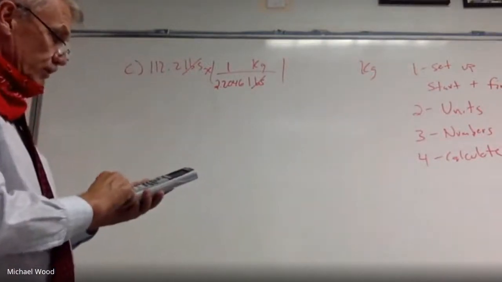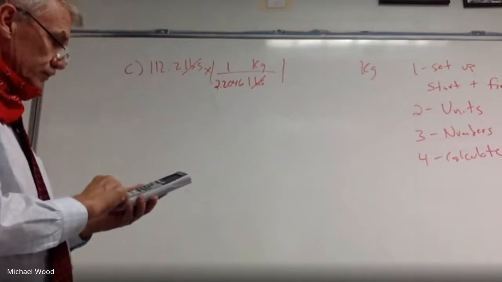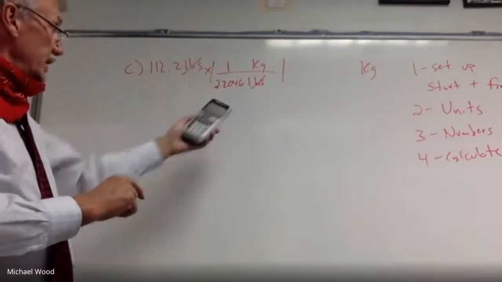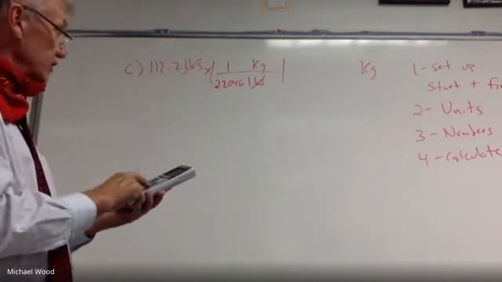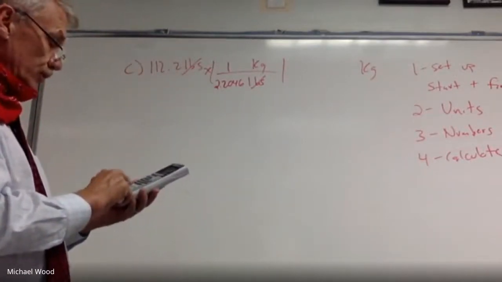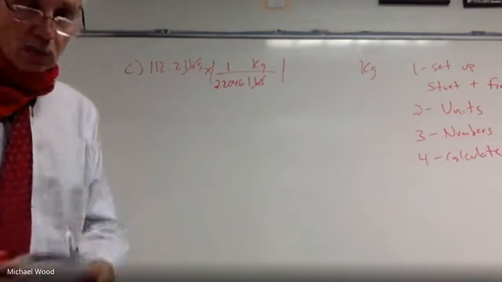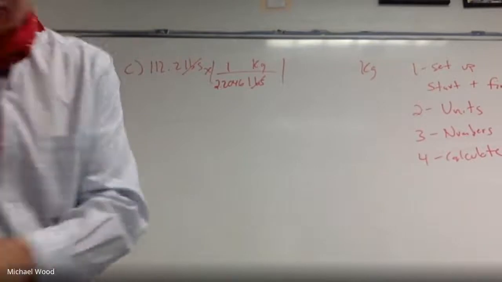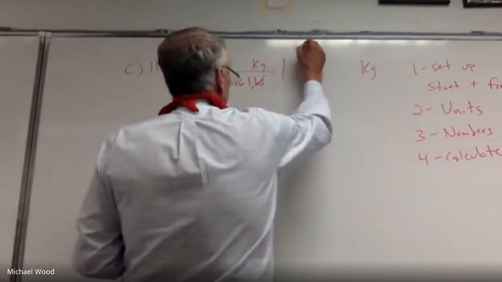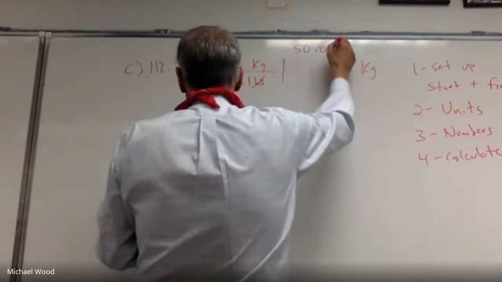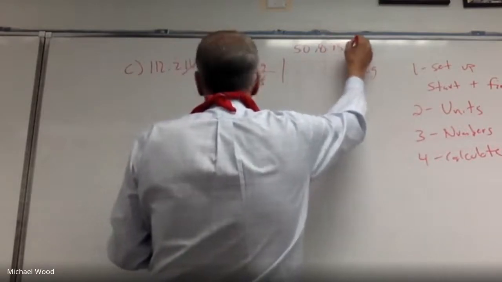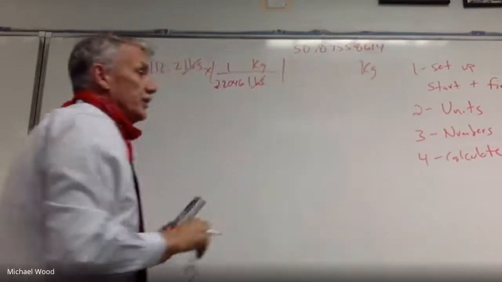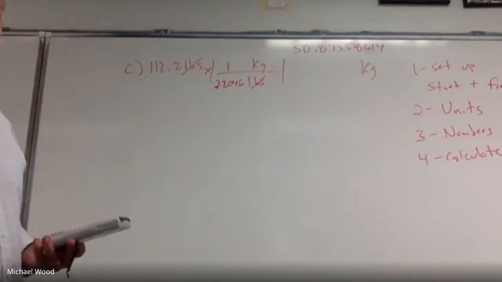So I have 112.2 times 1, which of course isn't going to change anything, but then I'll divide down. So multiply across and divide down, then divide by 2.2046, and that gives me what it says on my calculator. It says 50.89358614. So the final thing then is to round to the correct number of sig figs.